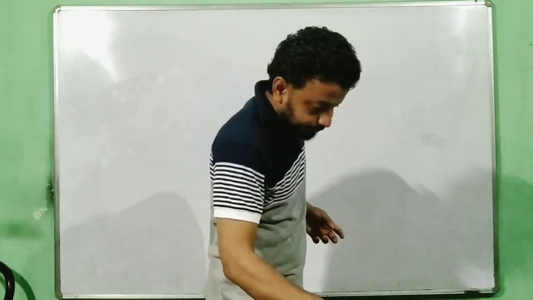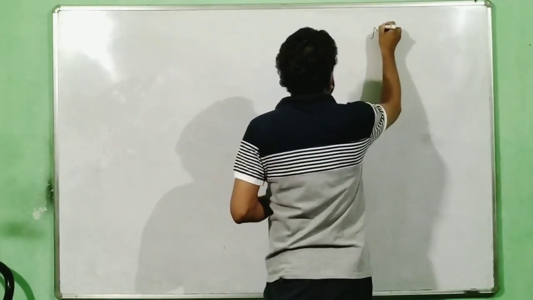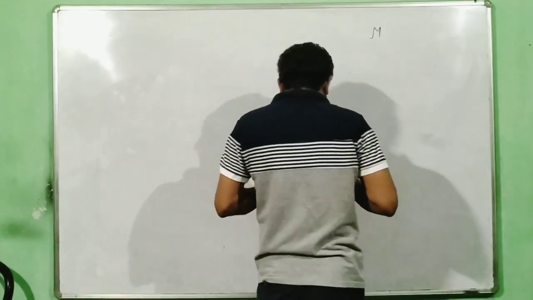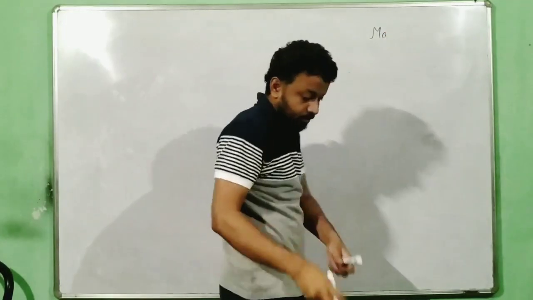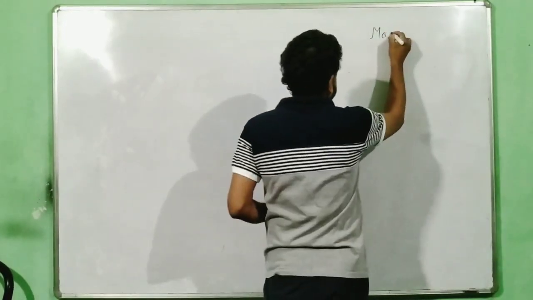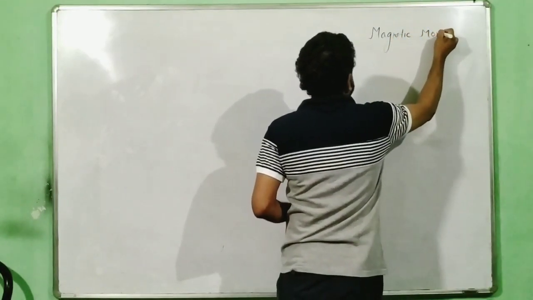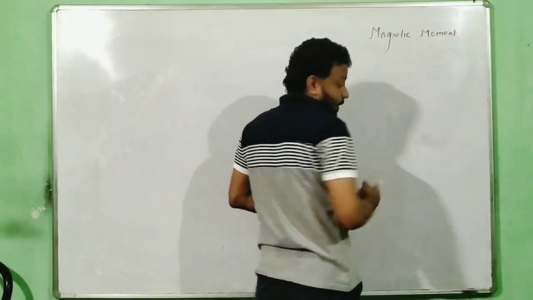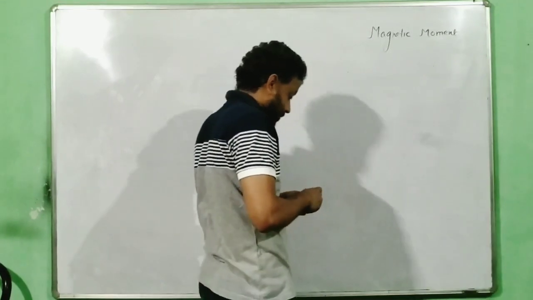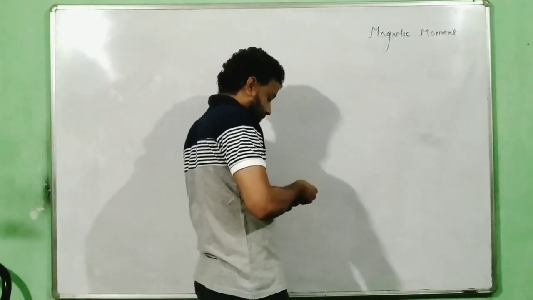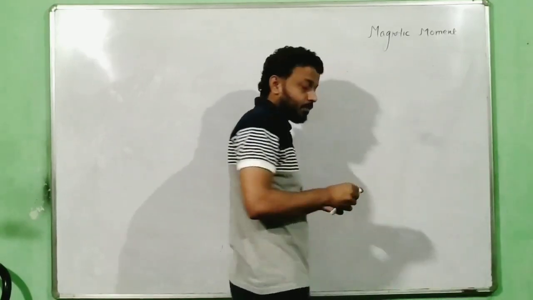But before that, we have to define a parameter over here, and that parameter is magnetic moment. We have discussed this a little bit, but it's just a definition. It's called magnetic moment. Now, what exactly is magnetic moment? Magnetic moment is defined just like the way we define a dipole moment.